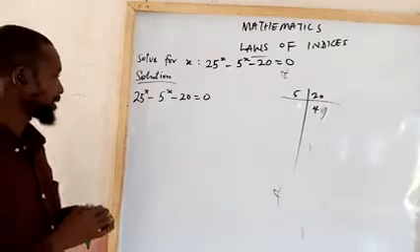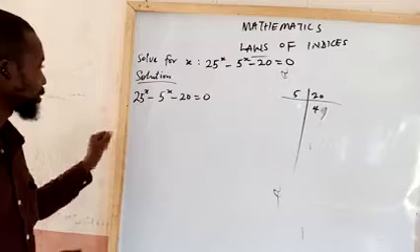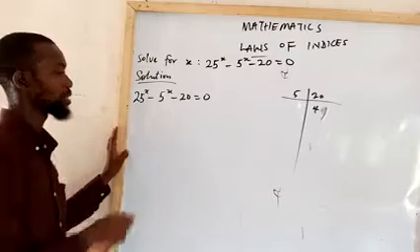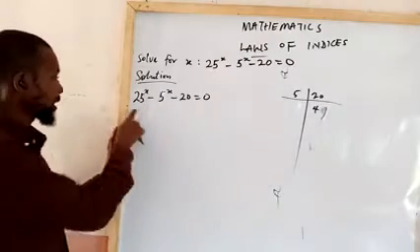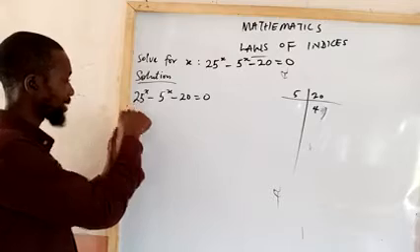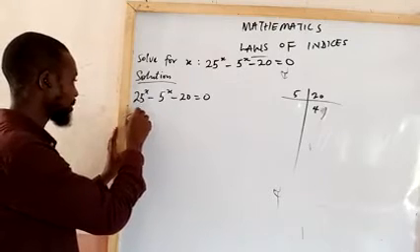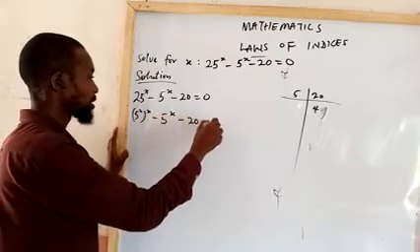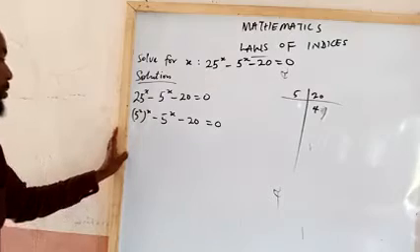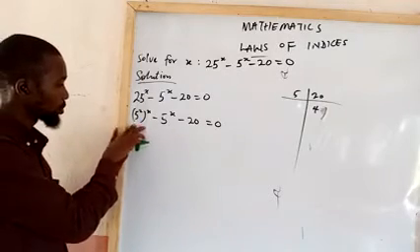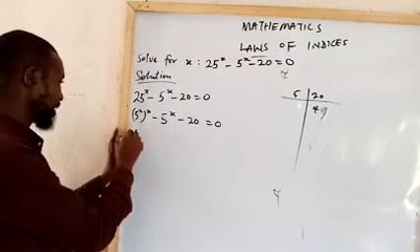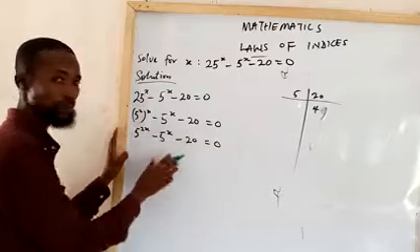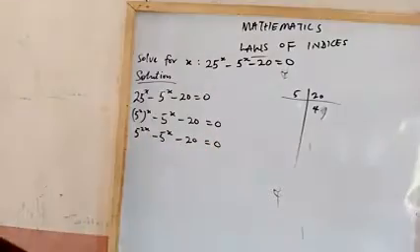And the approach there is this: 25 raised to the power x. Let's express this one first. This 25 raised to the power x can also be written as 5 raised to the power 2, all raised to the power x, minus 5 raised to the power x minus 20 equal to 0. So I still have 5 raised to the power 2x minus 5 raised to the power x minus 20 is equal to 0.